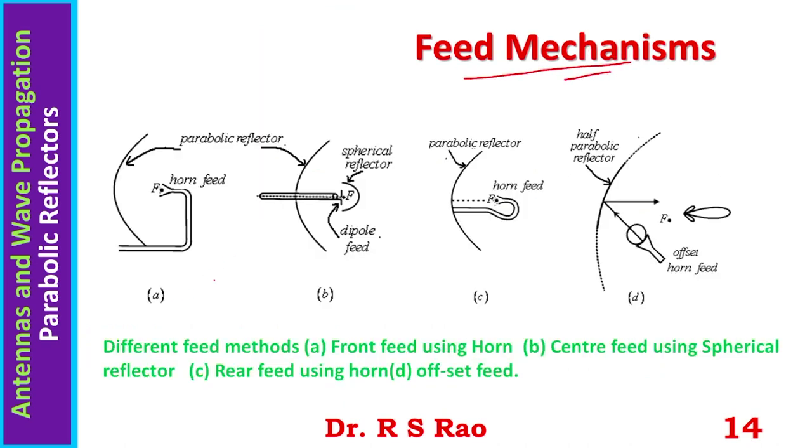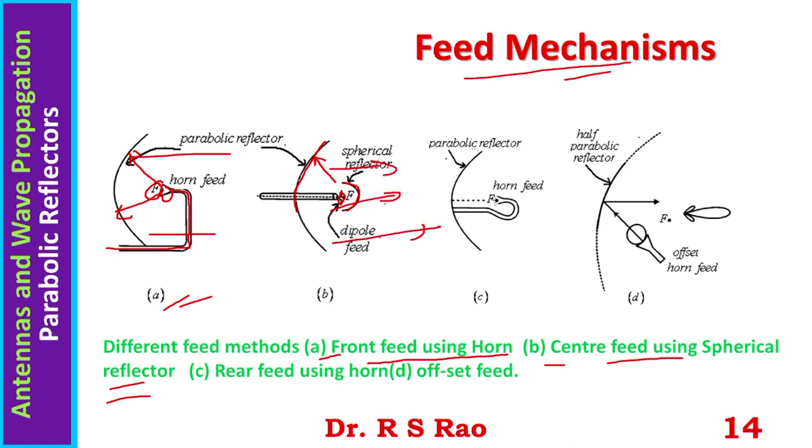Different feed mechanisms are illustrated here. A is a front feed using a horn. This is the focus. This is the horn antenna. The wave is fed here, maybe through a waveguide like this, and it gets emitted by the horn antenna. The wave then travels like this and gets reflected. Then in B is shown a center feed using a spherical reflector. Here is a spherical reflector. This is the parabolic reflector. This is the spherical reflector. A coaxial line. This is a dipole. It gets emitted. The emitted wave then gets reflected by the spherical reflector. Then it moves to the parabolic surface and travels towards a distant point after forming into a beam.